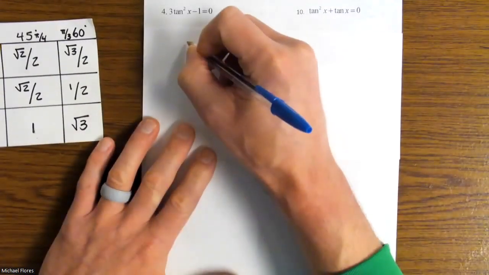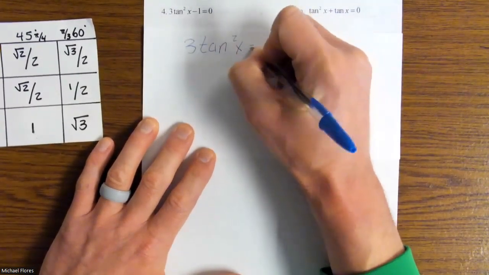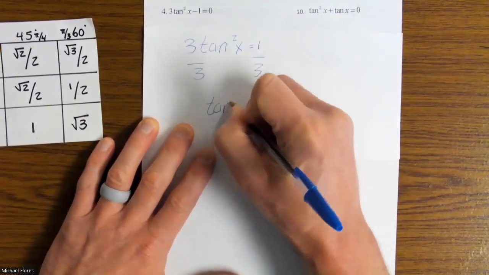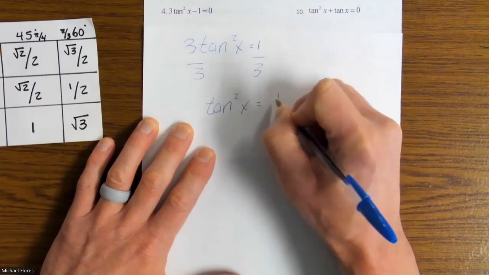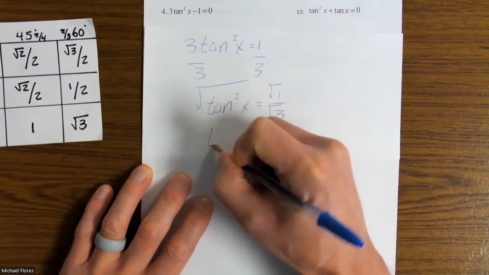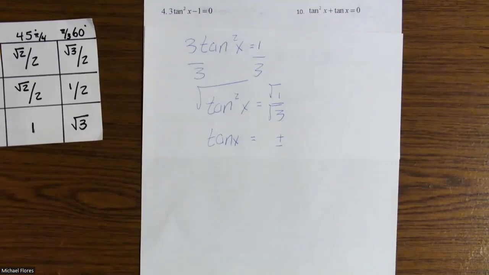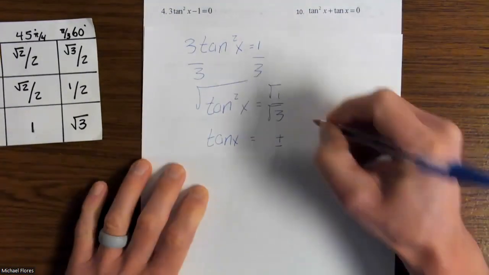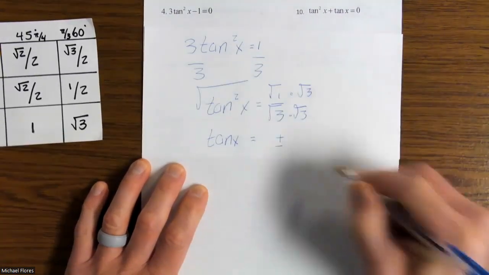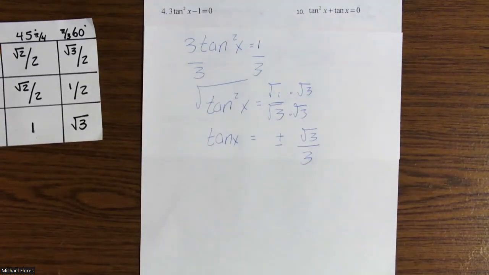Problem 4, add 1 to both sides first. Divide both sides by 3. Square root. If you're solving an equation and you use the square root method, remember it's plus or minus the result. Now we have to rationalize the denominator here. So let's multiply the denominator and numerator by the square root. That would give you plus or minus root 3 over 3.